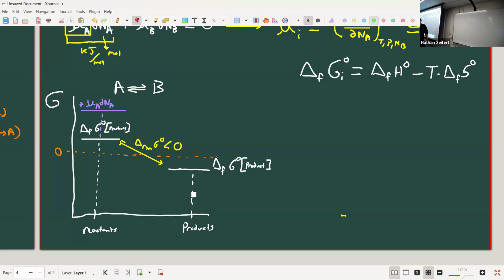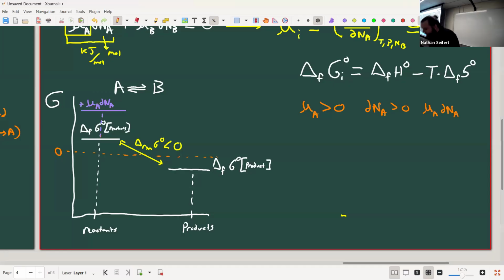So what do we know, right? So let's stop for just a second. So what we have in this example is mu A is greater than 0 and dn A is greater than 0, which means that the product of the two, which is the change in the Gibbs energy, is greater than 0. Okay?